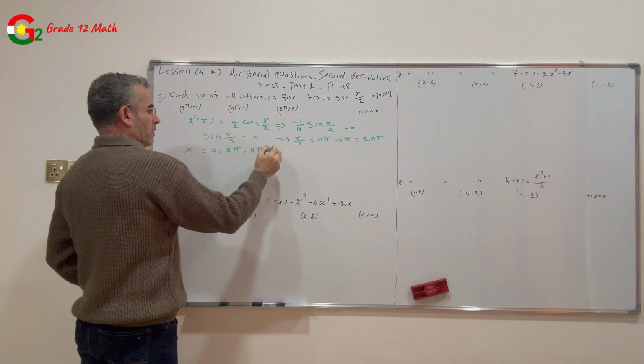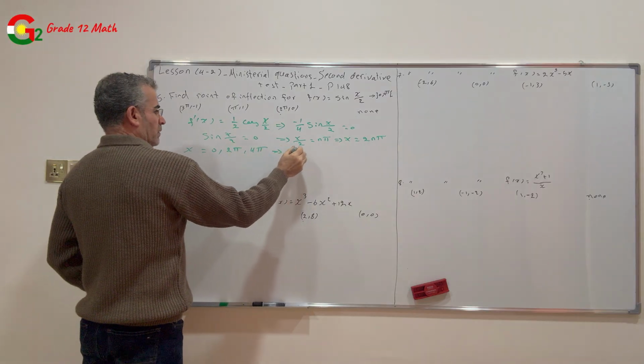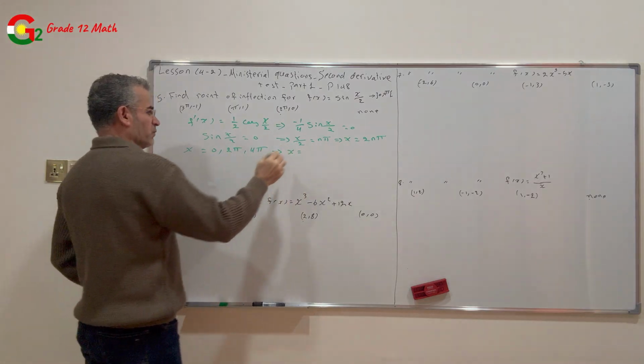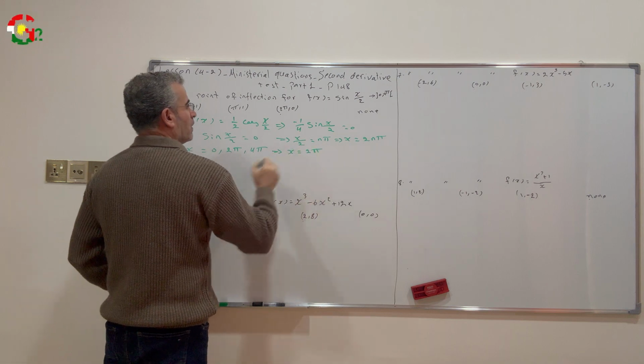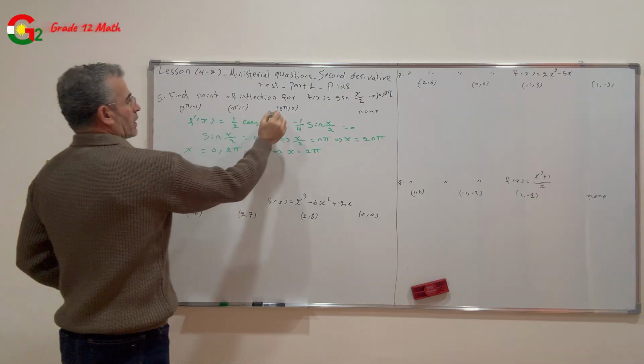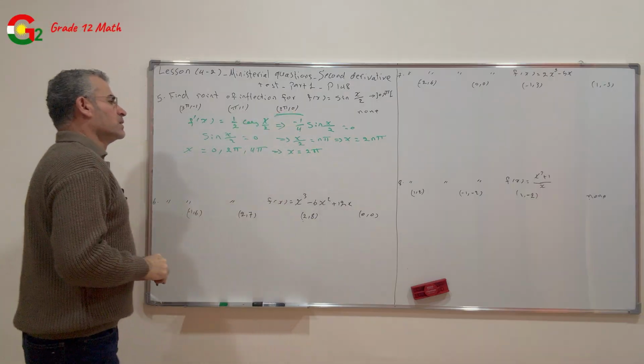Then the only possible inflection point is x equal to 2 pi. Then the right choice is C.